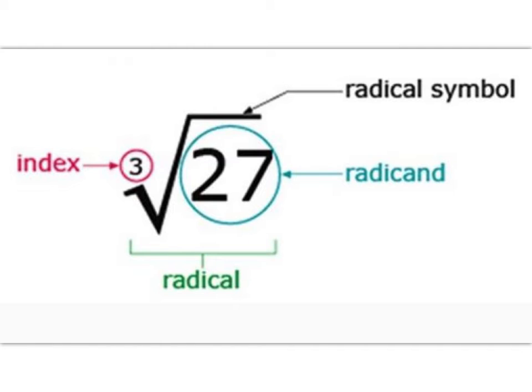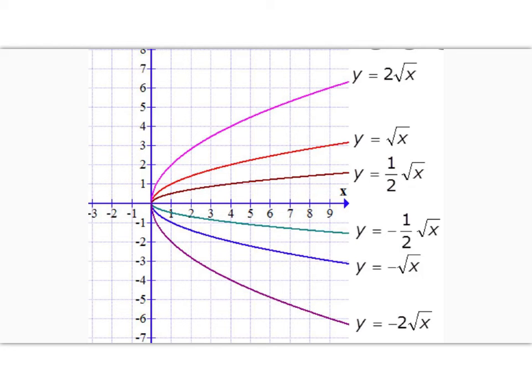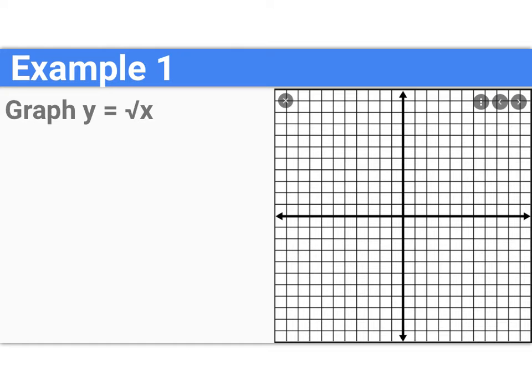Just in case you forgot what a radical was, this is what a radical is and the parts of a radical. All right, and here are the graphs of some radical functions for you. So, graph y equals the square root of x. So basically, you start at 0, 0, and it goes like that.